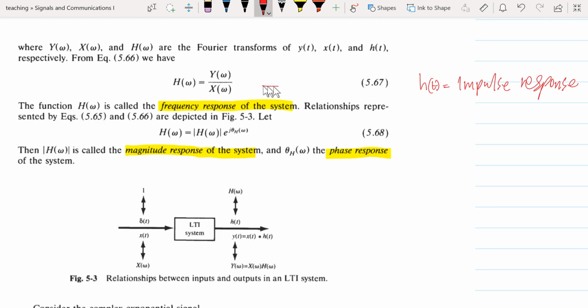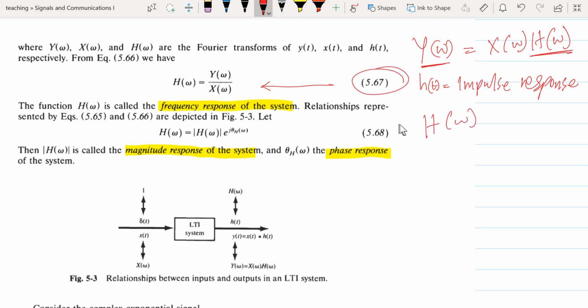So we have already developed equation 56 that says that if you have input x of omega, and you take it through a system that has frequency response h of omega, then it is going to give you the output y of omega. And therefore, if you just make h the subject of the formula, you are going to find that h of omega is defined by equation 57. And this is the one that we refer to as the frequency response of the system.